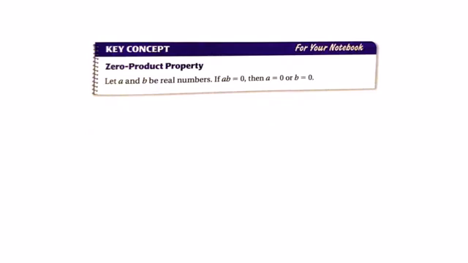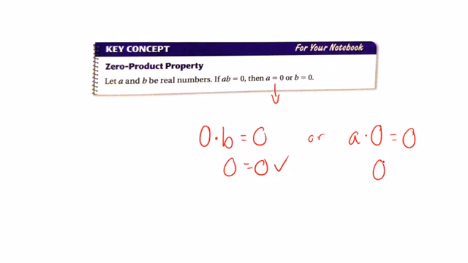So our first key concept is the zero product property. Let A and B be real numbers. If A times B equals 0, then either A must equal 0 or B equals 0. So let's look at scenario 1. If A equals 0, 0 times B equals 0, which means 0 equals 0, so that's a true statement. Or the other scenario is if B is 0. So I don't know what A is at the moment. A times 0 equals 0, 0 equals 0, that's also true.